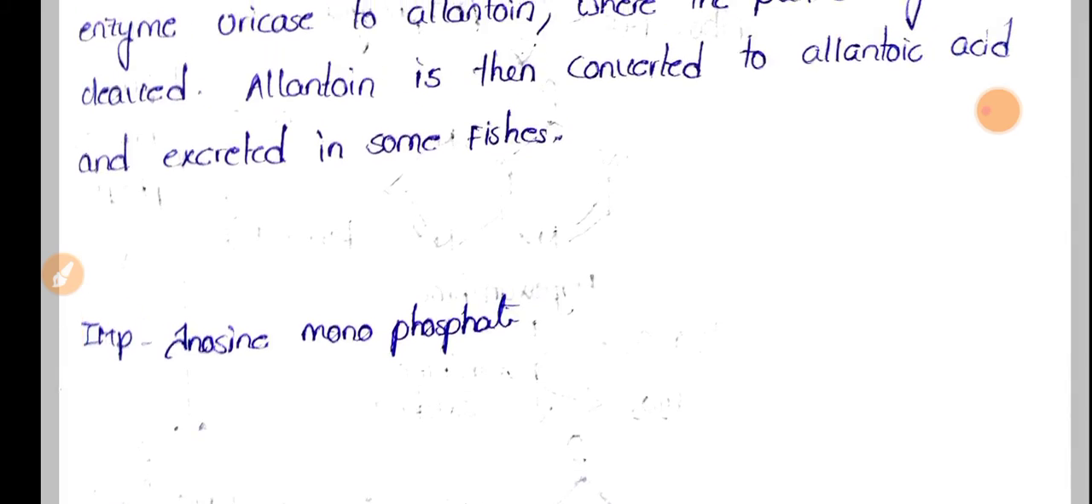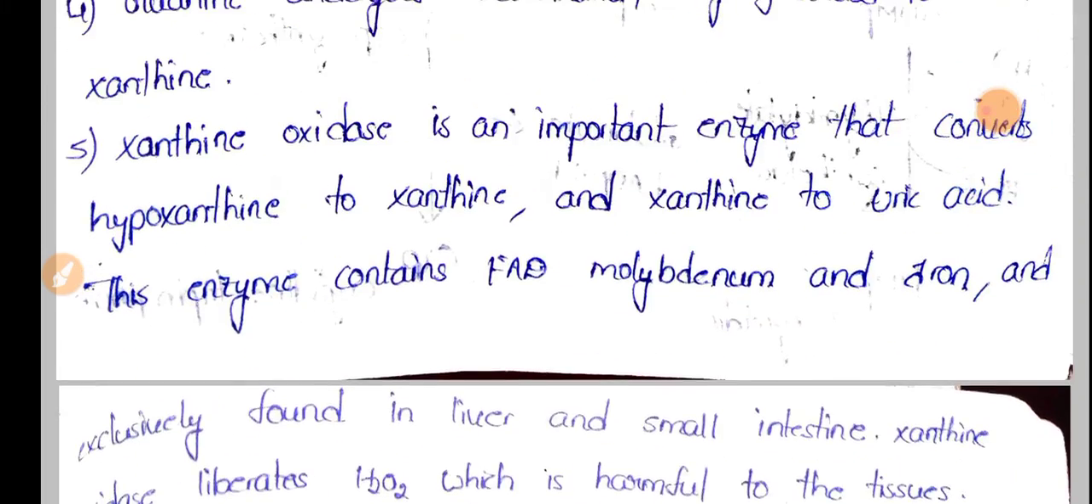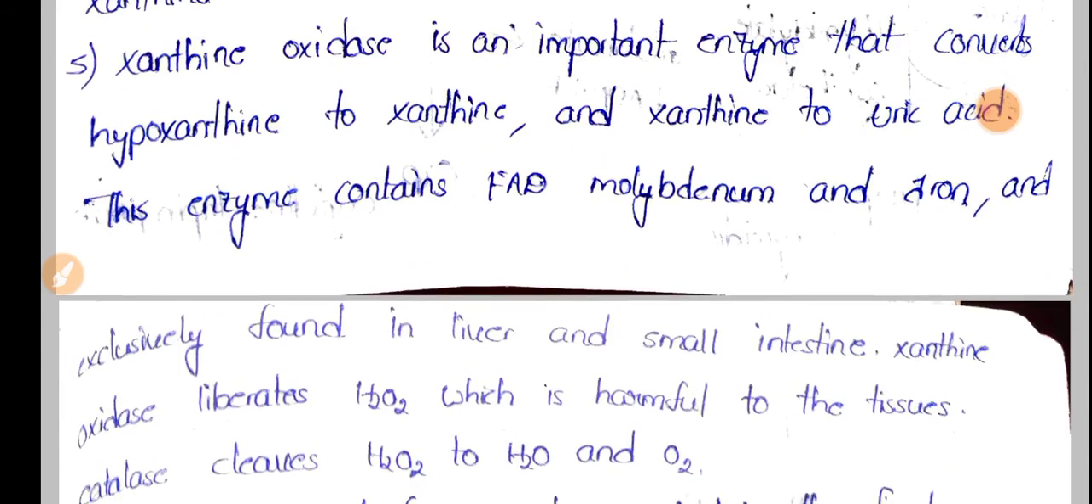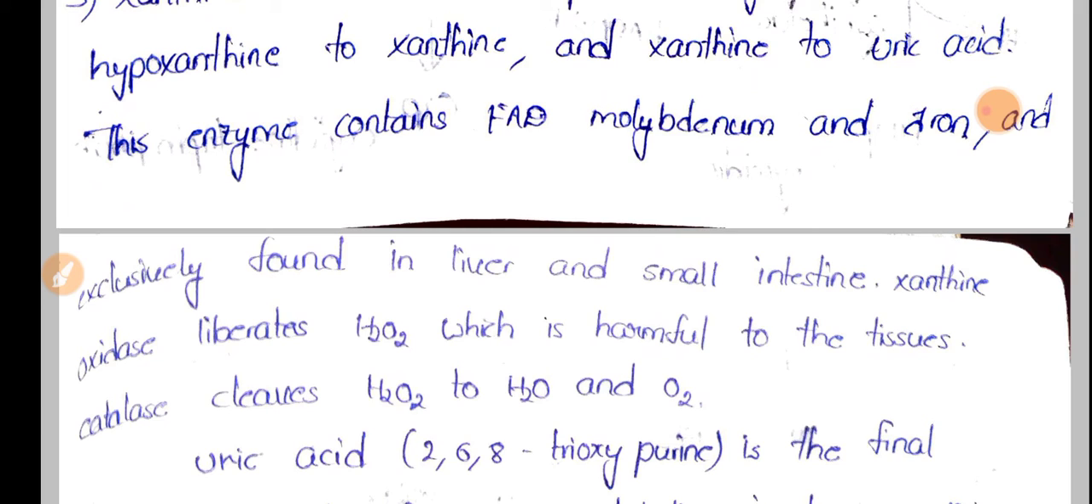So hope you understood now. Here guanine undergoes deamination by the guanase enzyme to form xanthine. Xanthine oxidase is an important enzyme that converts hypoxanthine to xanthine and xanthine to uric acid. So the same enzyme converts hypoxanthine to xanthine and xanthine to uric acid. This enzyme contains FAD, molybdenum and iron, and is exclusively found in liver and small intestine.